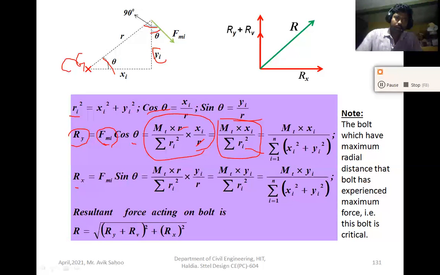Similarly, for the horizontal component Fm sin theta, the sin theta value is y by r, and for Fm we have already derived the expression of the bending force, which is equal to Mt into r by summation r square, where Mt is equal to P into E.